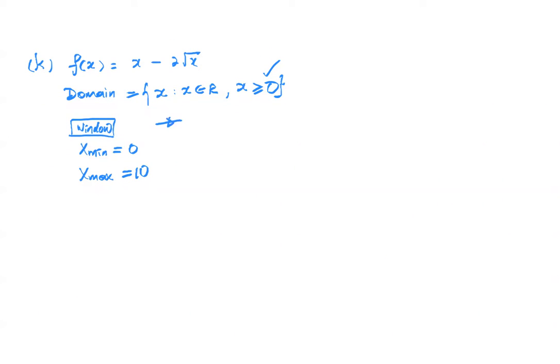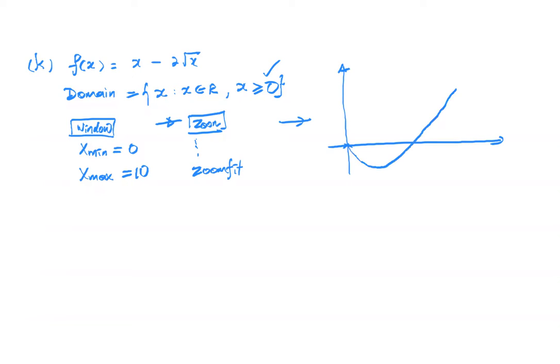Then after this, what must you do? Which button must you use? Zoom. Which one you select? Zoom fit. So you wait for a while, the graph will come out. So the graph will come out some sort like this. Am I right? If you can't see obviously, then you change your window again. Then you go to graph again.